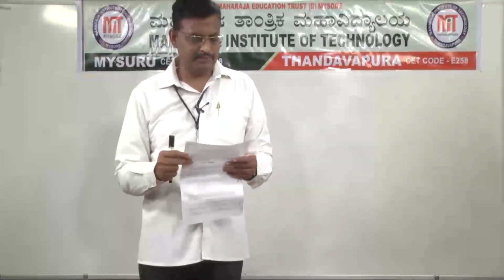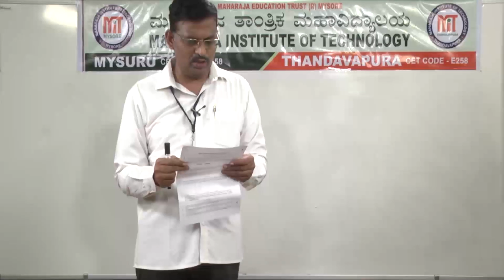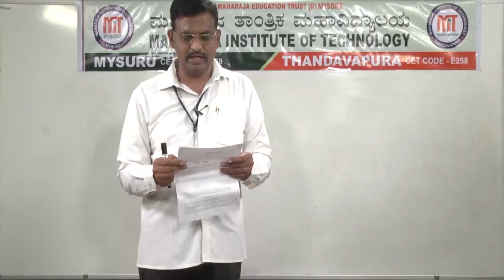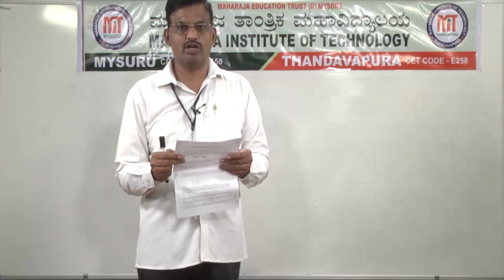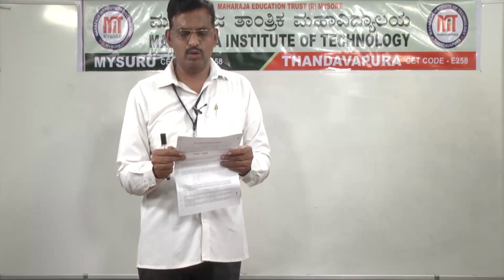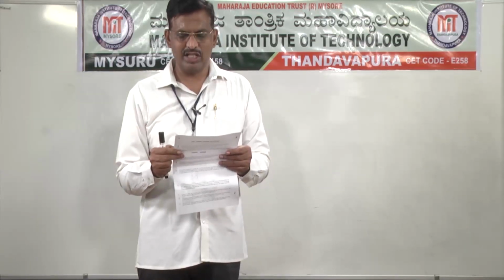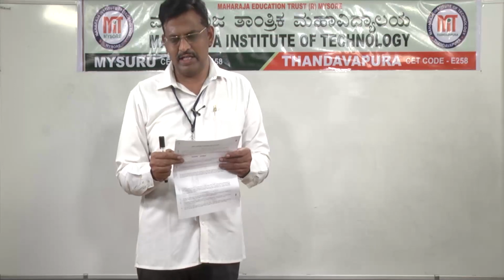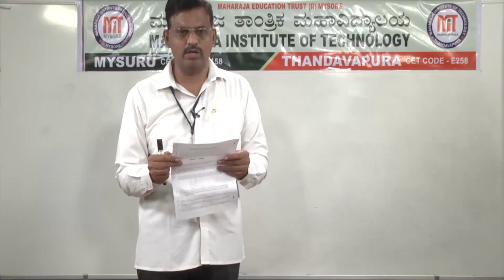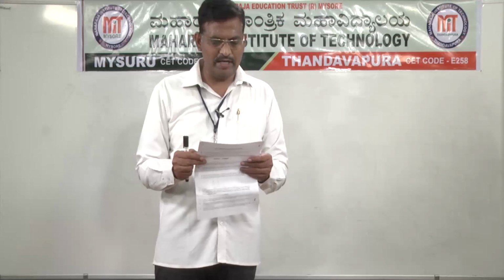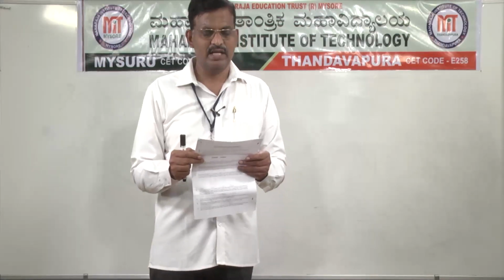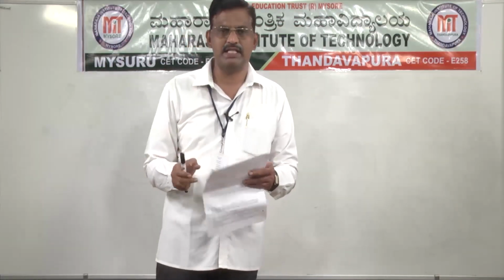Question number 11. Point masses 1, 2, 3 and 4 kg are lying at the points (0, 0, 0), (2, 0, 0), (0, 3, 0) and (0, -2, 0) respectively. The moment of inertia of this system about the x-axis will be?